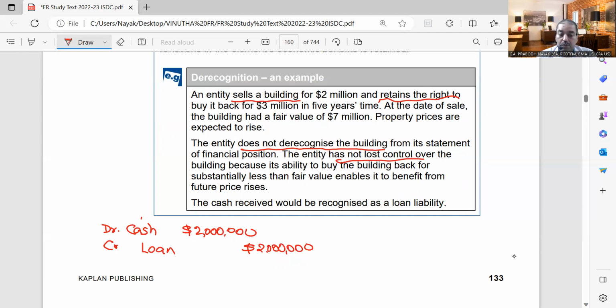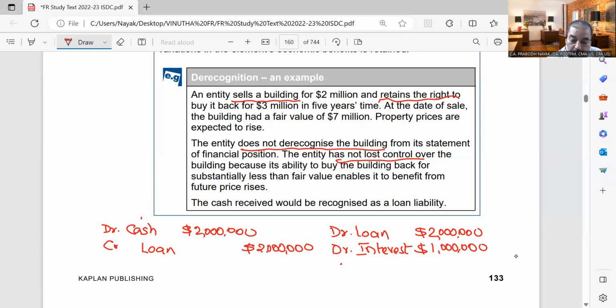Suppose you are going to purchase the building back by paying $3 million. Then cash is going out, $3 million. But again, you are not going to show the building coming back. But you will show that the loan has been repaid. So you will debit the loan, $2 million. You will debit interest with $1 million. And you will credit cash because cash is going out of the business to the extent of $3 million.